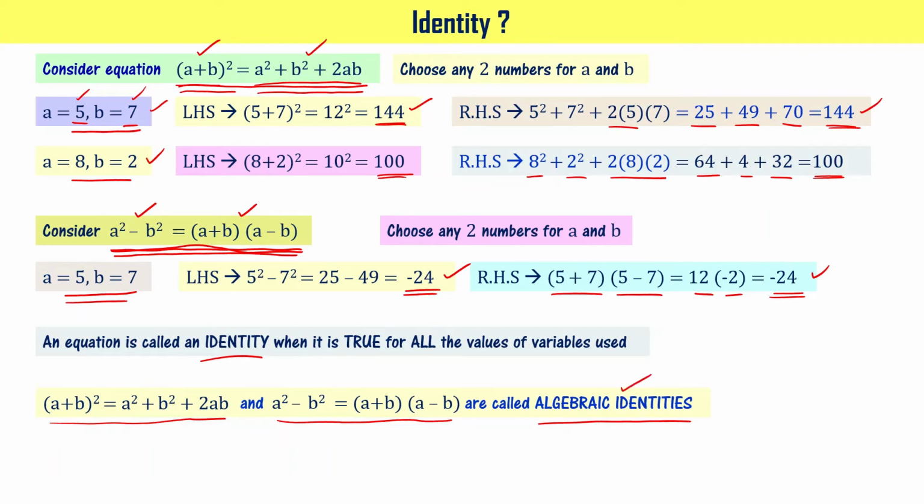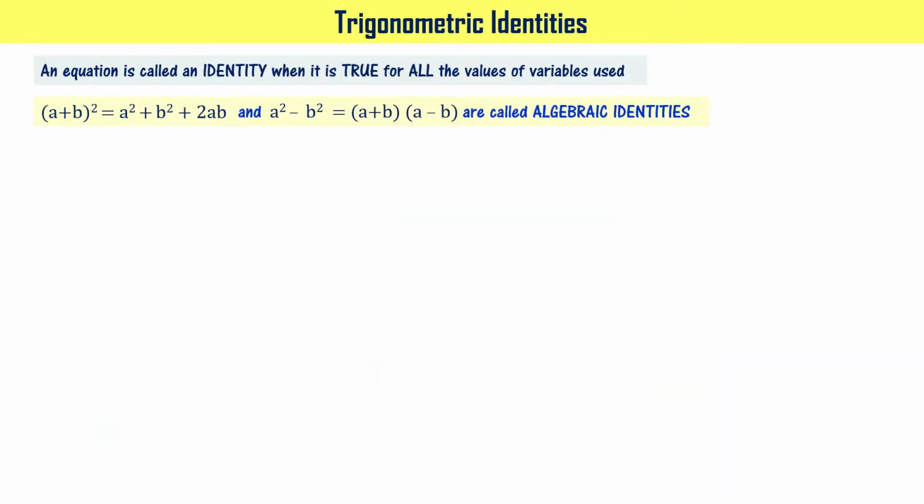Please note this definition. An equation is called an identity when it is true for all the values of variables used. Whatever the values of a and b you use, the (a + b)² formula is going to hold true, and the a² - b² formula is also going to hold true, right? That's why those two are identities. Specifically, they are called algebraic identities. Understood what it means by identity? Now, we have seen algebraic identities, right? Let's understand about trigonometric identities.